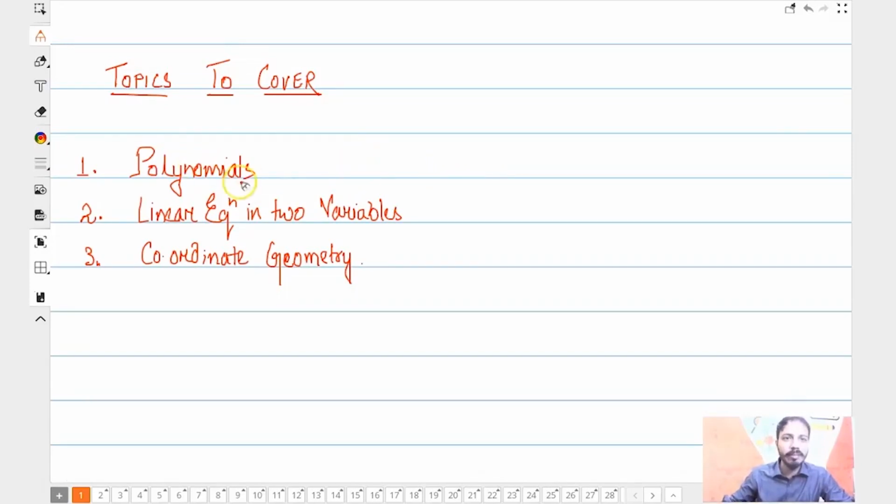Guys, the topic that we are going to cover in this particular session is basically polynomials, then linear equation in two variables, and coordinate geometry. And also if we go inside these topics, basically what I'm going to cover is factorization.